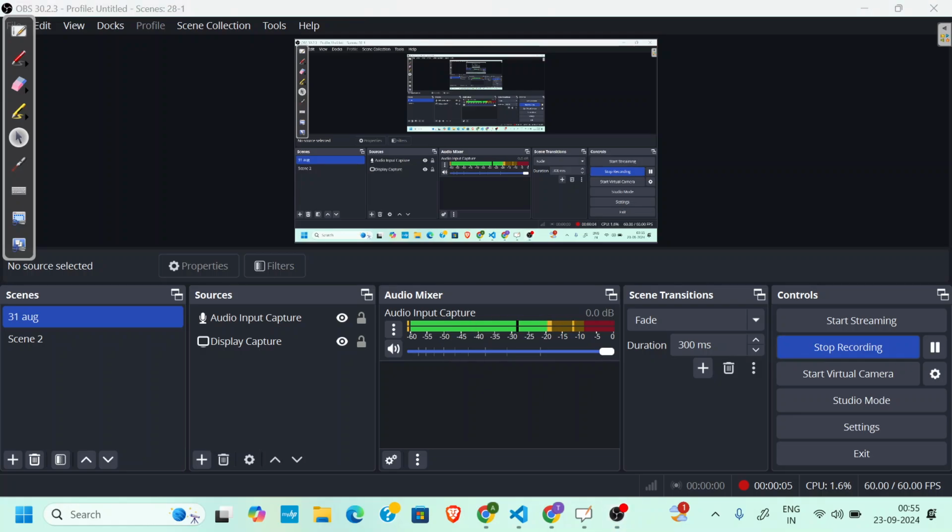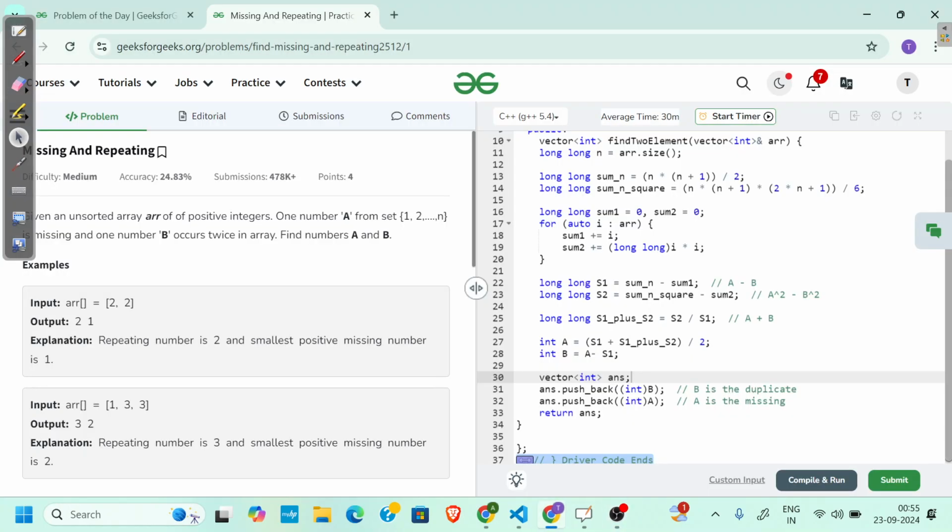Let's solve today's POTD. And today's POTD is my personal favorite problem because it required a little bit of maths. Okay, so let's first understand the problem and then move to the solution and logic.